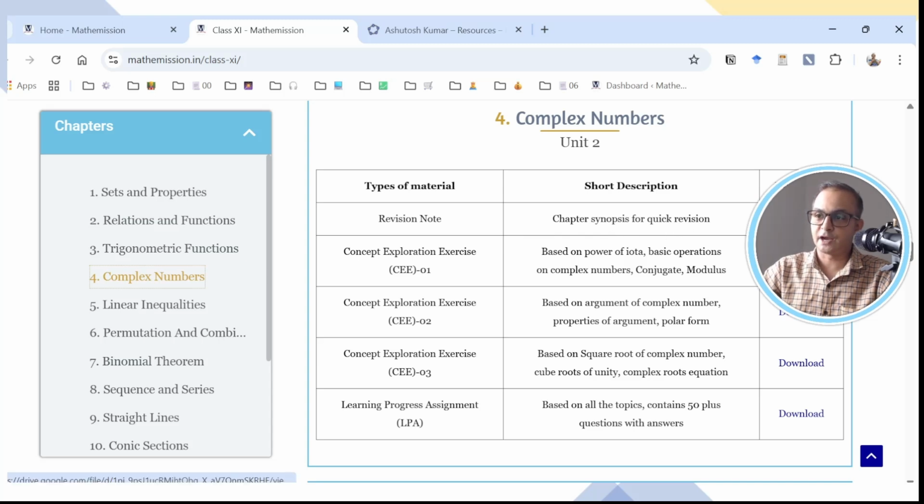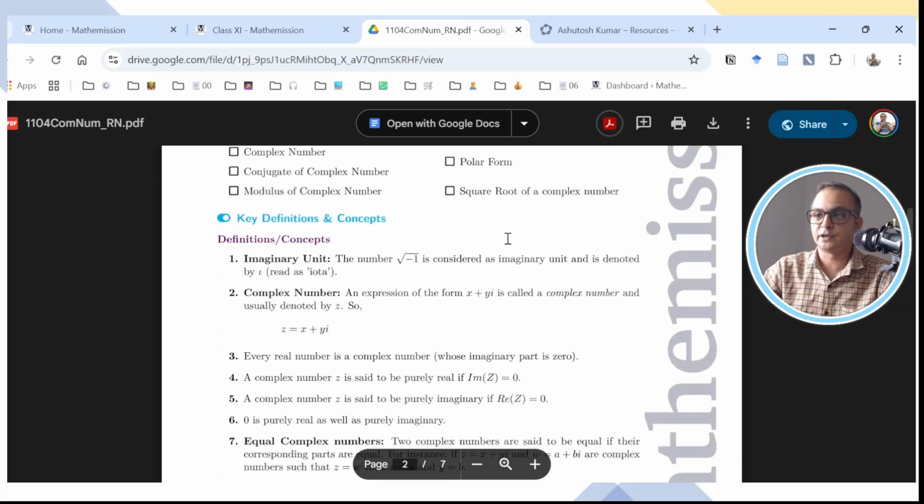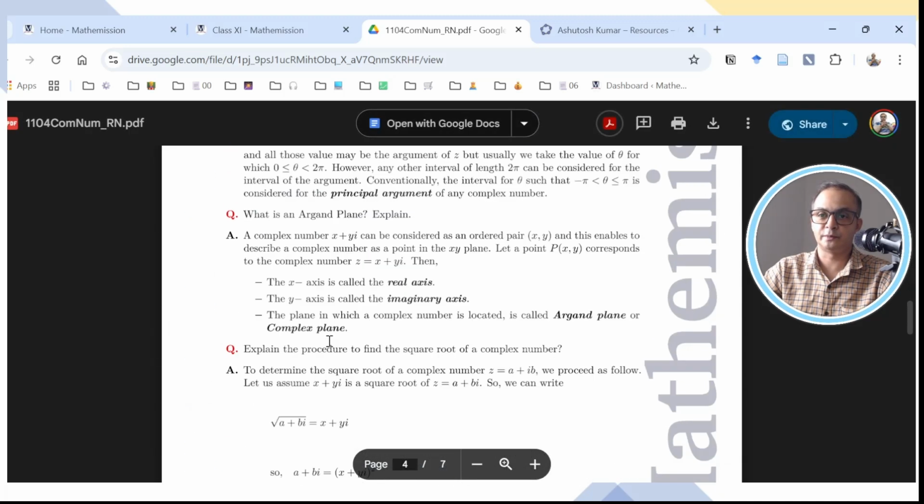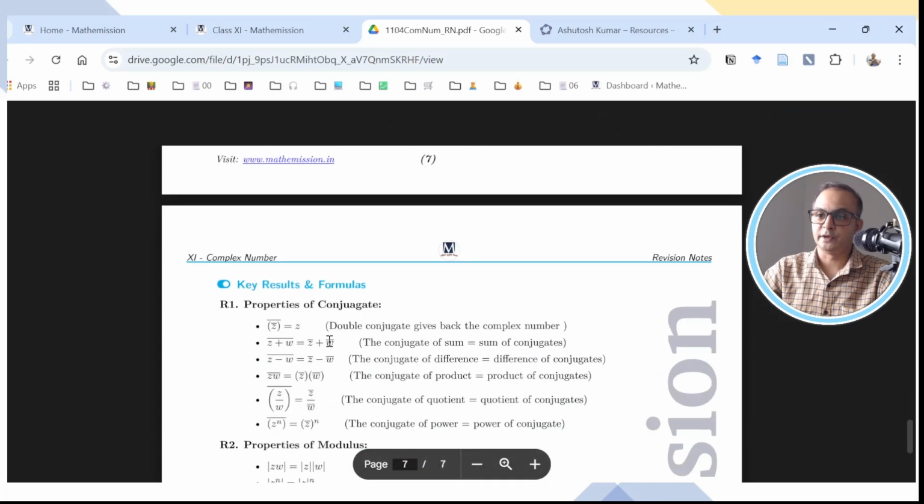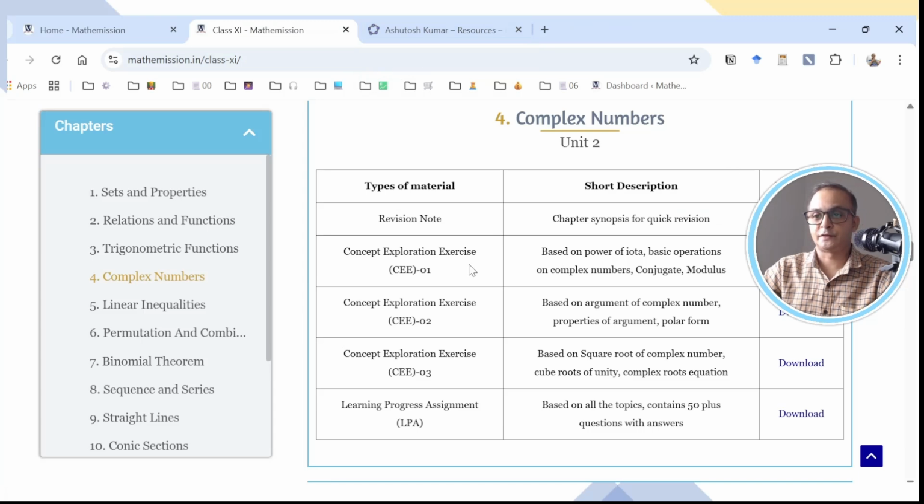And you just click download. If you go there, it will automatically come here from my Google Drive, and if you want to download, you can download from here, or you can simply read through it, and see what important points you can take from here. So in every chapter I have attached a revision note, and after that, on the basis of the topics inside the chapter, I have provided exercises. There's a concept exploration exercise. This is CE1. It's based on powers of iota, basic operations on complex numbers, conjugate, modulus, and so on.